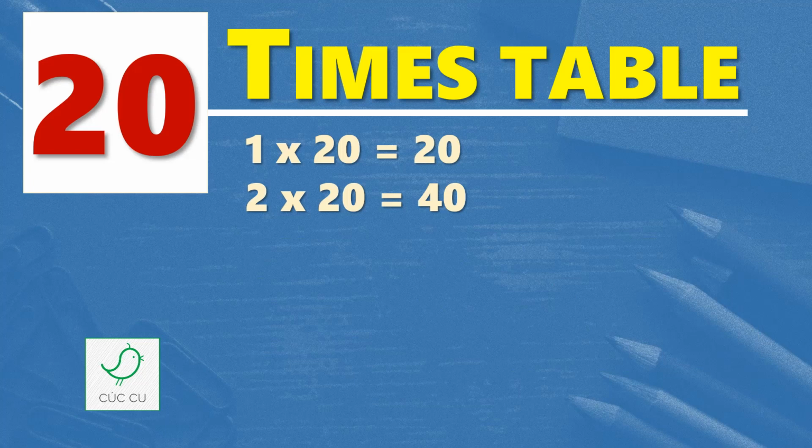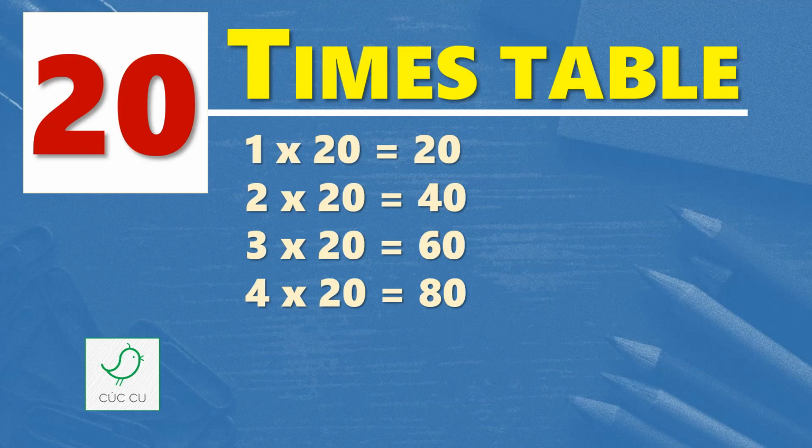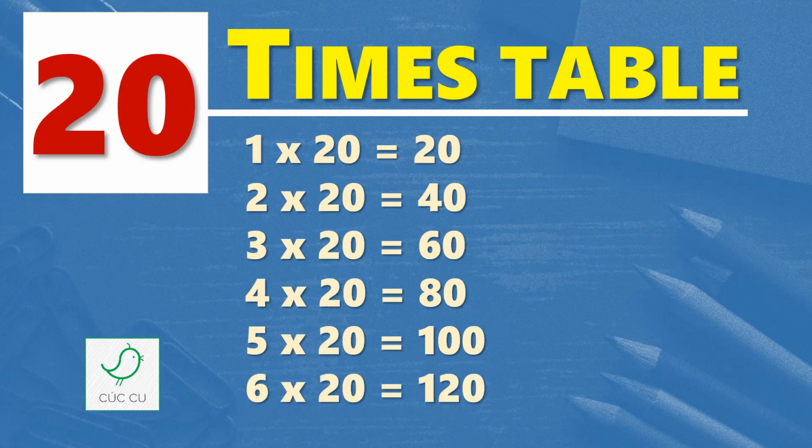20 times table. 1 times 20 is 20. 2 times 20 are 40. 3 times 20 are 60. 4 times 20 are 80. 5 times 20 are 100. 6 times 20 are 120. 7 times 20 are 140.